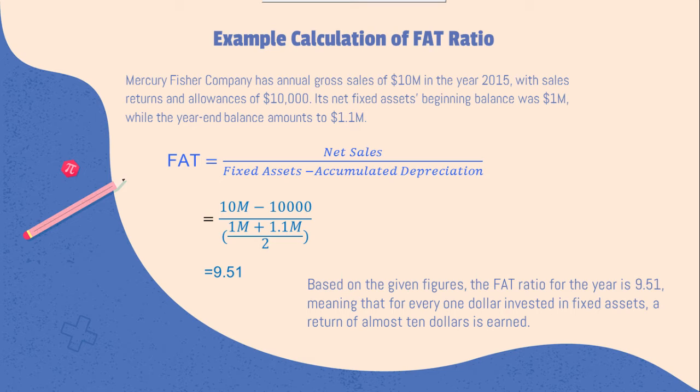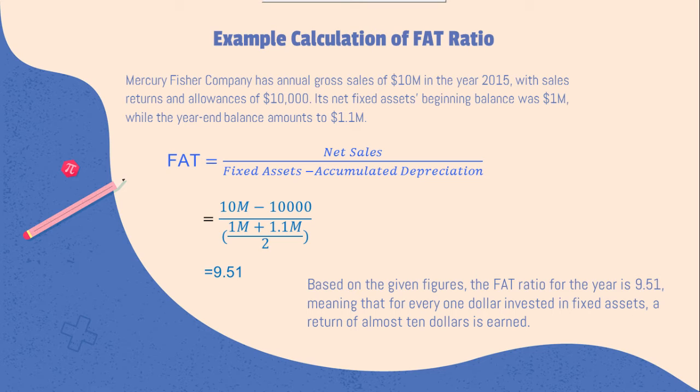Mercury Fisher Company has annual gross sales of 10 million, return and allowance of 10,000, net fixed asset beginning balance worth 1 million, and year-end balance amount to 1.1 million. Okay, to use the formula given, kita kena cari net sales first. Ini senang sebab dia dah bagi siap-siap dah. So, we just minus the gross sales with the return and allowance.